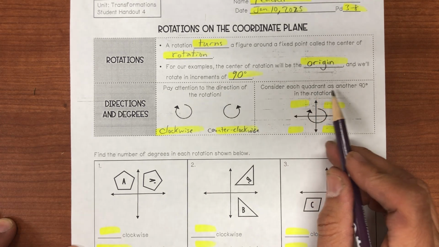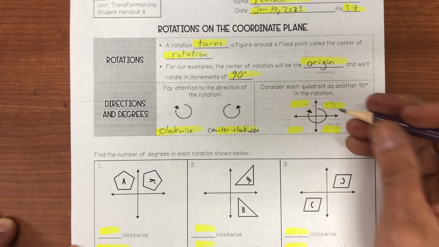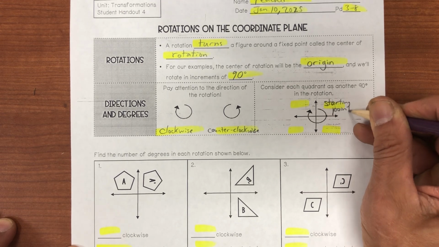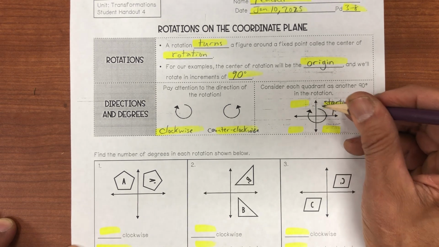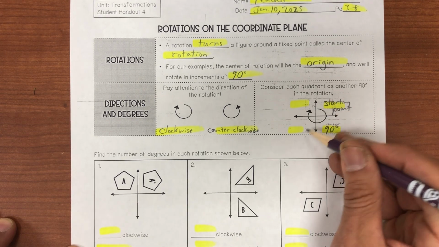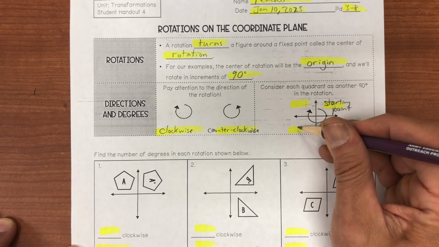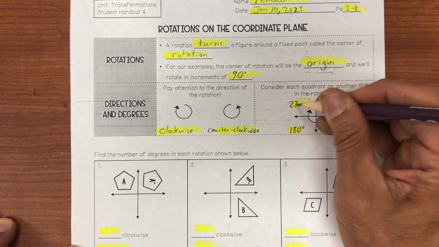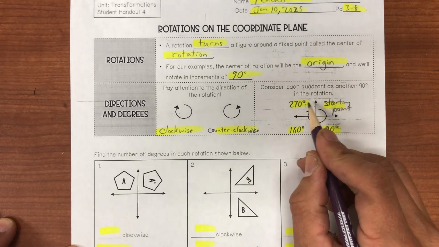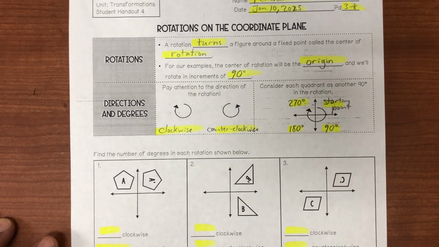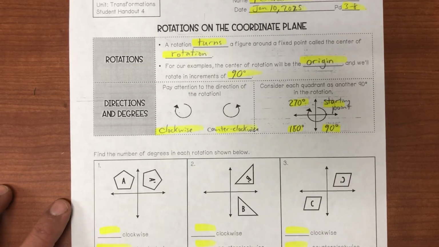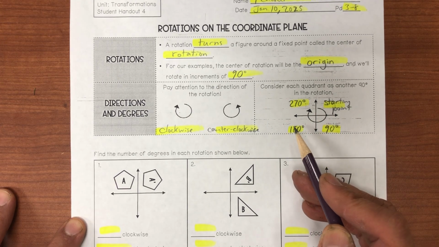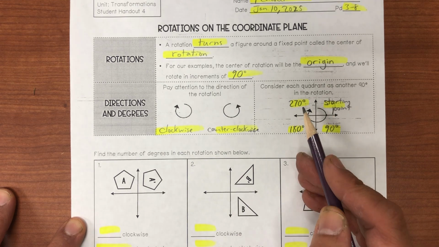Consider each quadrant as another 90 degrees in the rotation. So if we start right here, we'll just put this as the starting point. We go 90 degrees to get right here. And if we go over here to the next quadrant, we're at 180 degrees. All skateboarders know this stuff. And then we go up another, 270 degrees here. And then when we get back to the starting point, we're at 360 degrees. So a 360 means just turning around in a circle, of course. And we just break it into 90 degree increments here. 90 degrees is one turn.